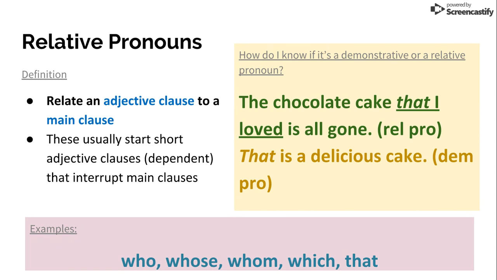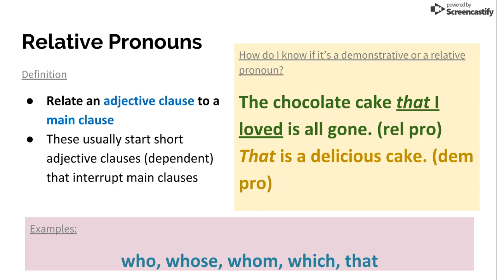A relative clause can't stand alone as a complete thought, which is why it is a dependent clause. That I loved is not a complete thought. The complete thought in the green sentence is the chocolate cake is all gone. So although I loved the cake, that fact isn't the main idea here. It just relates, so it's stuck in a relative clause.